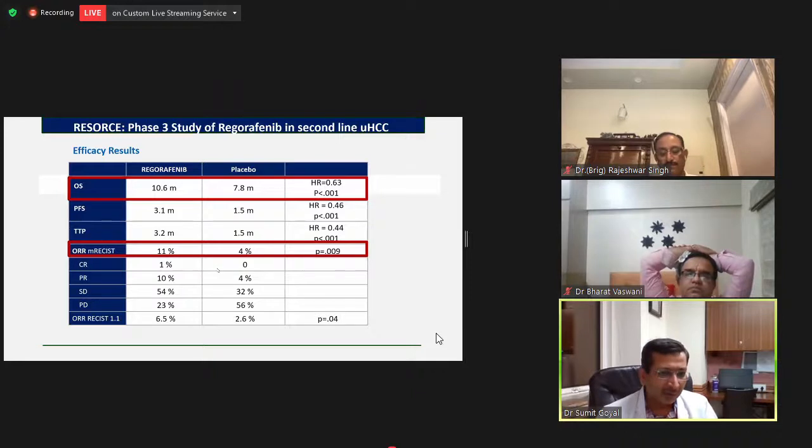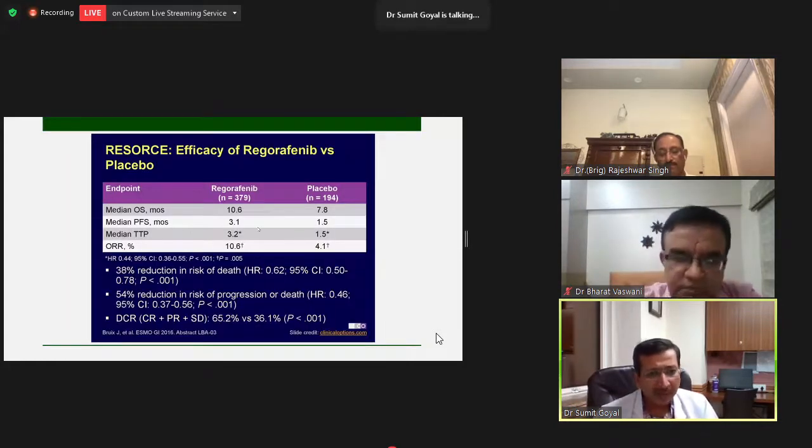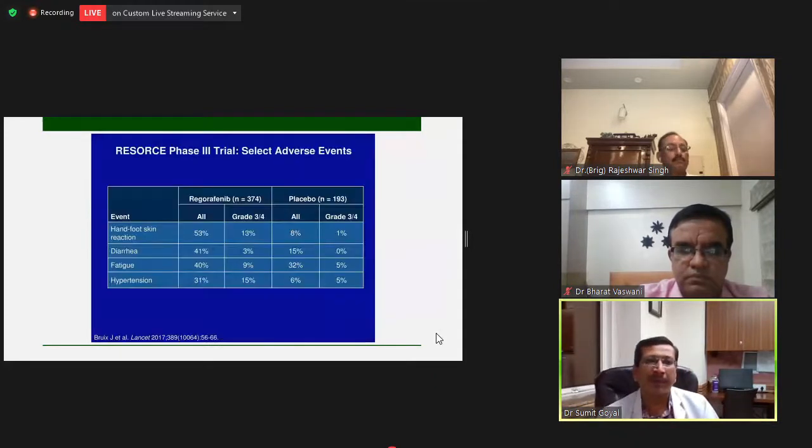of 0.63. If we look at this chart, CR hardly any, PR were there in the second line, and stable disease was quite significant. This was giving a disease control rate, and when we had nothing, at least regorafenib has shown some light. Again some responses in the second line also. This resulted in 38% reduction in risk of death and 54% reduction in risk of progression or death. And disease control rates were quite good, 65.2% versus 36.1%.